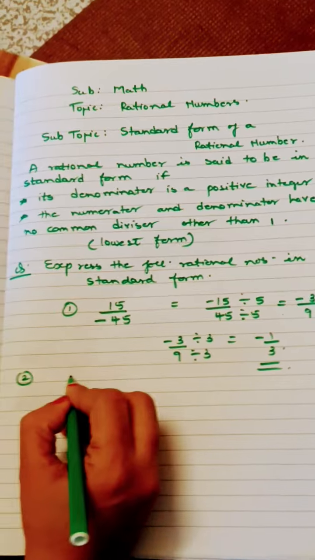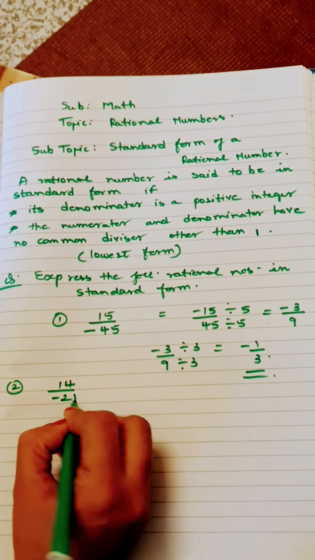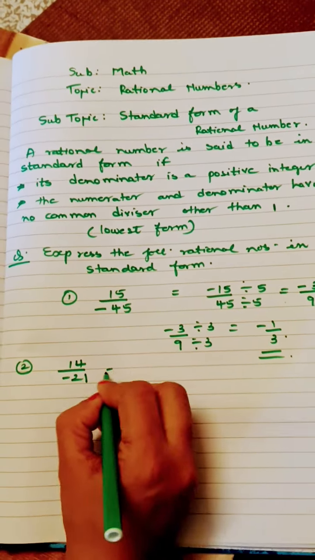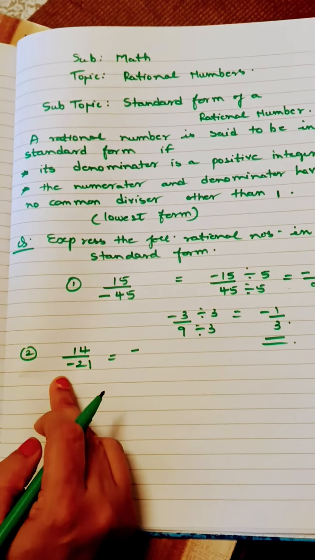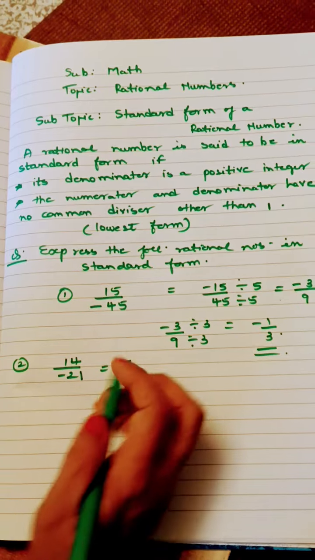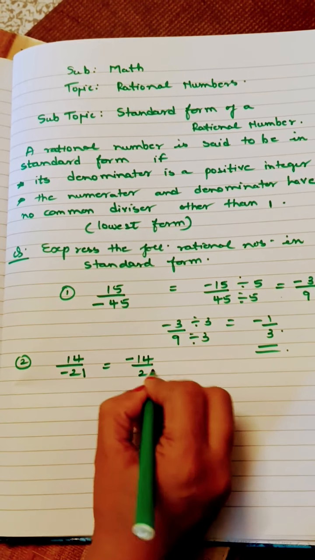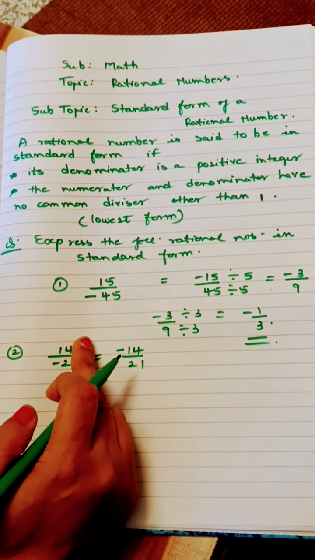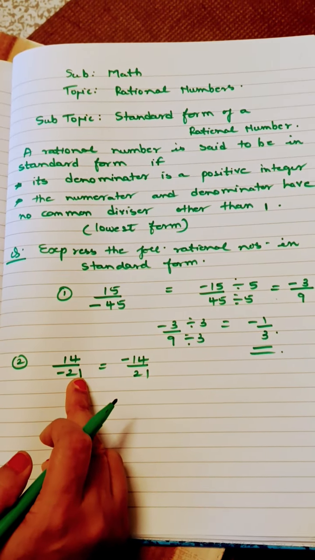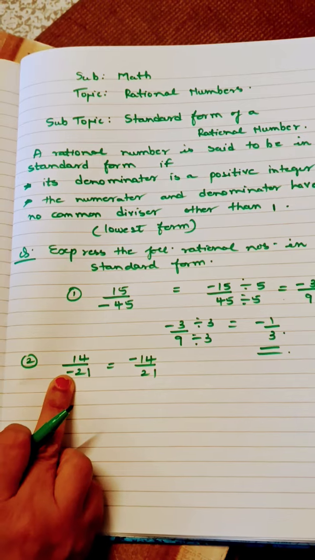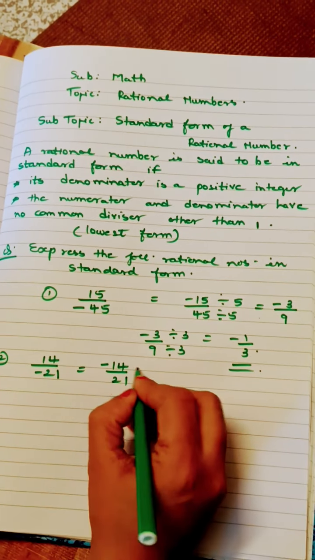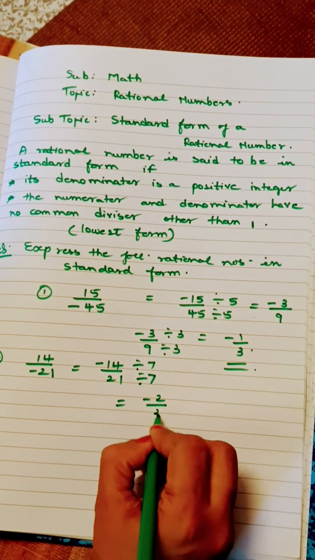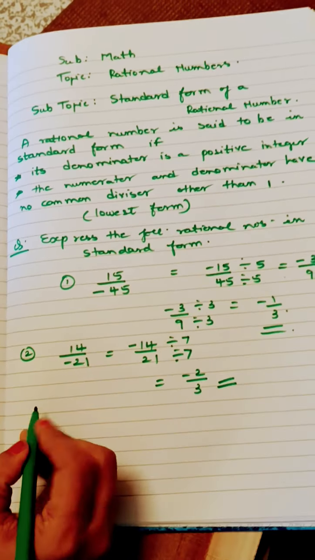Let's switch to the second sum. 14 by minus 21. So you have to reduce it into its standard form. First and foremost, I'll shift this negative sign to the numerator. Do not touch the fraction. Do not touch 14 and 21. Let 14 be in the numerator and let 21 be in the denominator. Only you have to shift the sign. Now this again can be reduced by the 7 table. 7 twos are 14, 7 threes are 21. So the answer is in standard form.